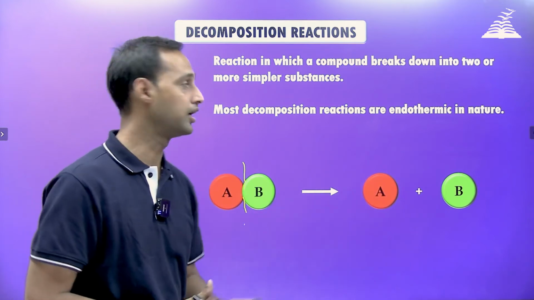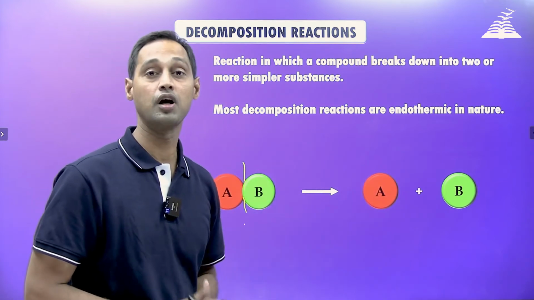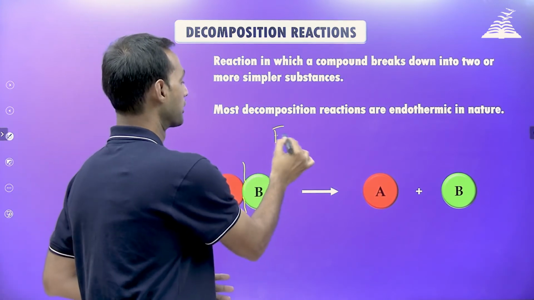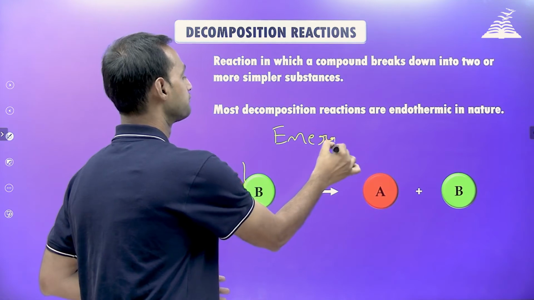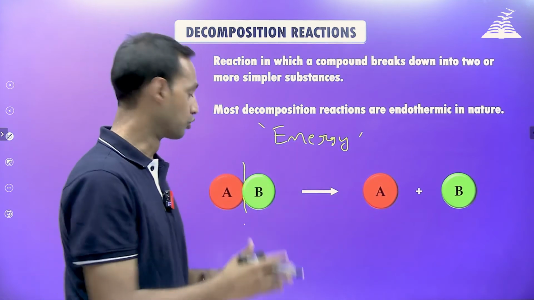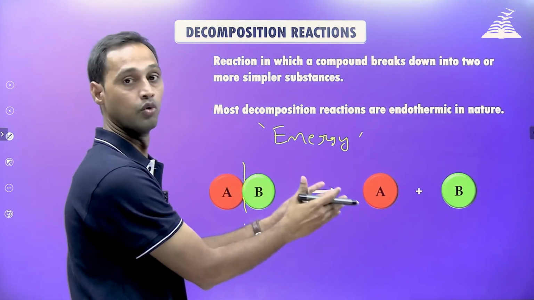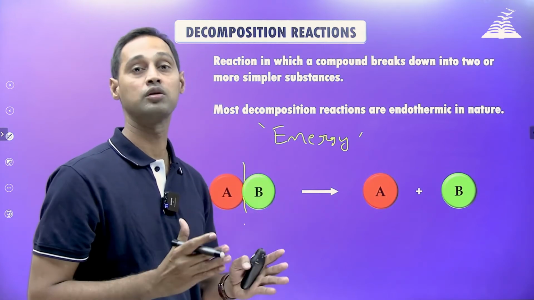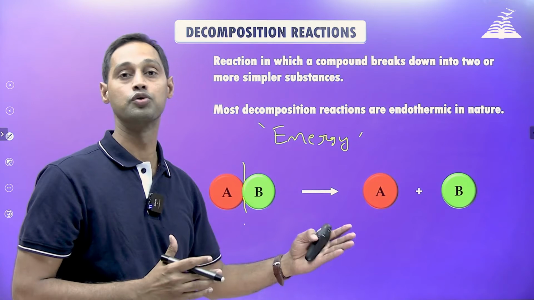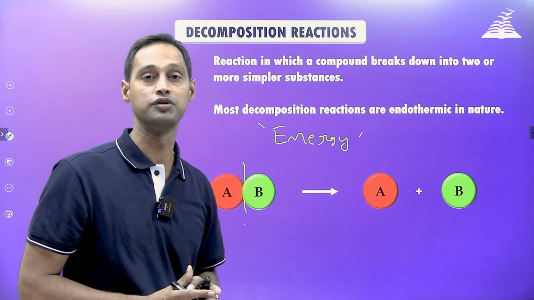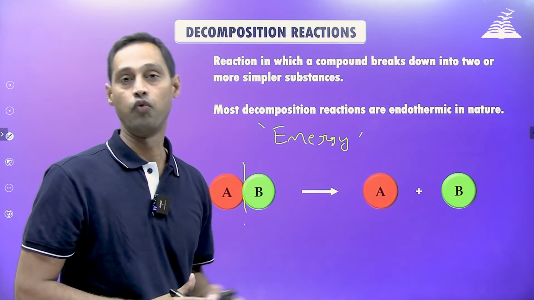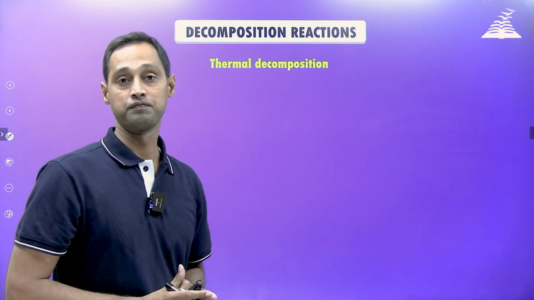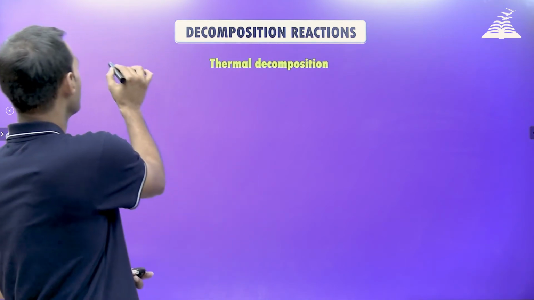One more interesting thing is most decomposition reactions are endothermic reactions. We are using some form of energy here. Energy is used here to decompose the substance to get two or more simpler substances. This is a decomposition reaction. So based on the type of energy we use, we have different types of decomposition reactions. We will now see them one by one. Right, starting with thermal decomposition. So here heat energy is used.